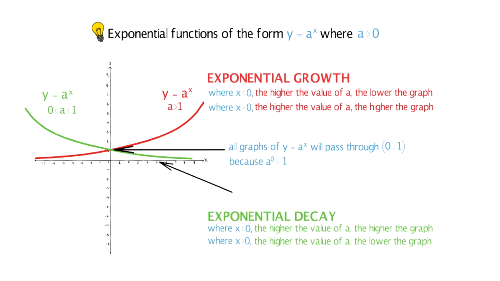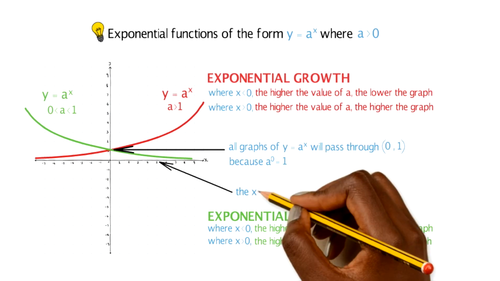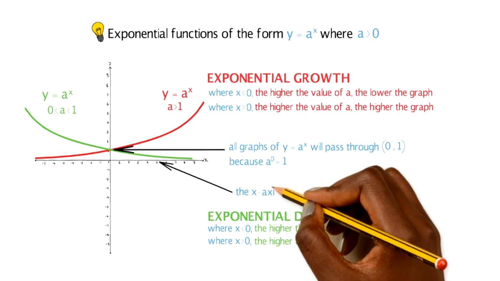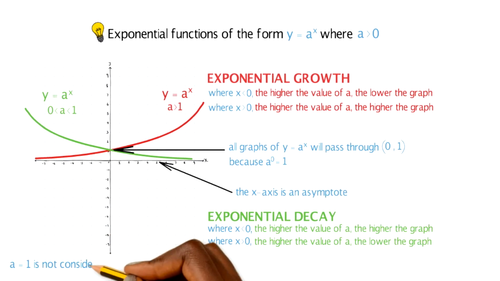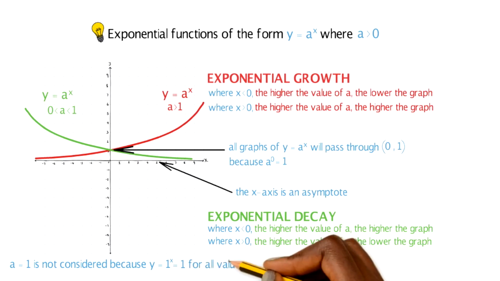The second thing I would like you to notice is that the lines actually don't touch the x-axis, and therefore your x-axis, aka the equation y is equal to 0, is always your asymptote. And lastly, a equals 1 is not considered because y is equal to 1 to the power of x is equal to 1 for all values of x.